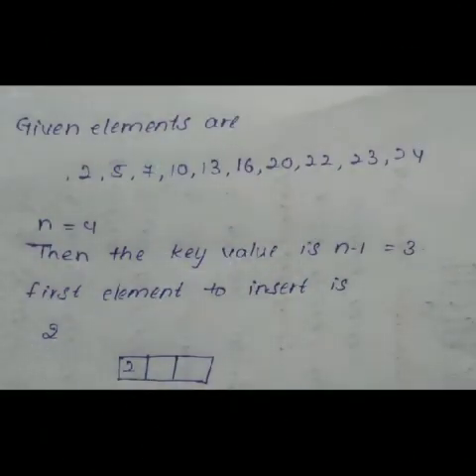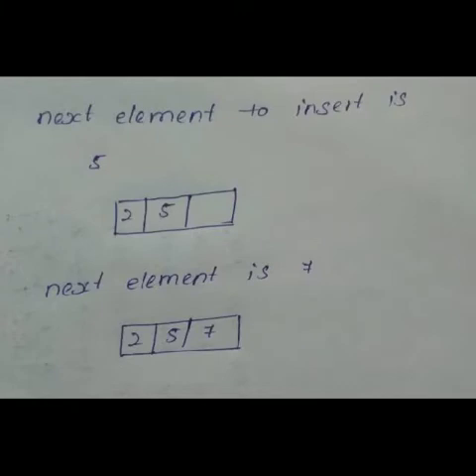We can go for manual calculation. The given elements are 2, 5, 7, 10, 13, 16, 20, 22, 23 and 24. Here n is 4. The key value is n minus 1, that is 3. The first element to be inserted is 2. We inserted that 2. The next element to be inserted is 5. 5 is greater than 2, so we inserted 5. The next element to be inserted is 7. 7 is also greater than 5, so we inserted 7.